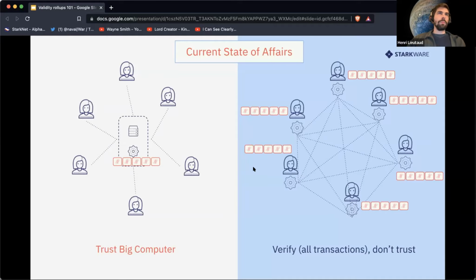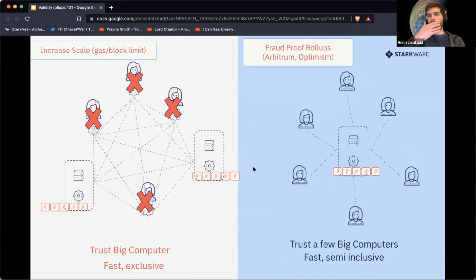Well, one solution is to trust the big computer. Then what you can do in a blockchain network, the first option, is obviously to increase the gas limit or increase the block size, right? Do you have ideas or examples of blockchains that chose that path? Looking at the chat right now, I think there's a bunch of them. Fred is saying Solana, Diego is saying BSC. Yes, those are both valid examples.